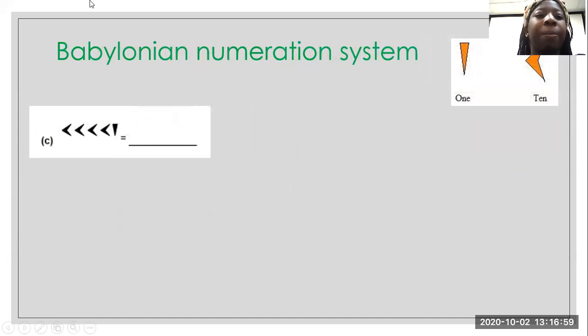Next, we go to Babylonian number system. This is actually the easiest number system because they only give us 2 shapes that we have to go by. Tens is this little sideways triangle or boomerang. I always call it a boomerang. And then we have this one, which is an upside down triangle. So we just have 4 10s and then 1 1, which equals 41.